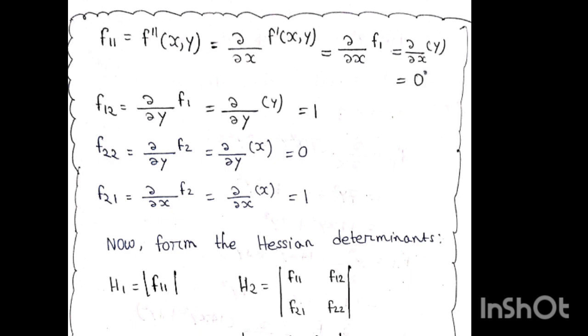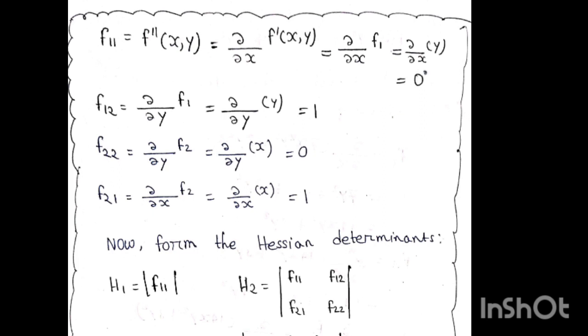F12 is the partial derivative of f1 with respect to y, that will be equal to 1. What is f22? F22 is the partial derivative of f2 with respect to y, so that will be equal to 0 again. And what is f21? F21 is the partial derivative of f2 with respect to x, that will be equal to 1.